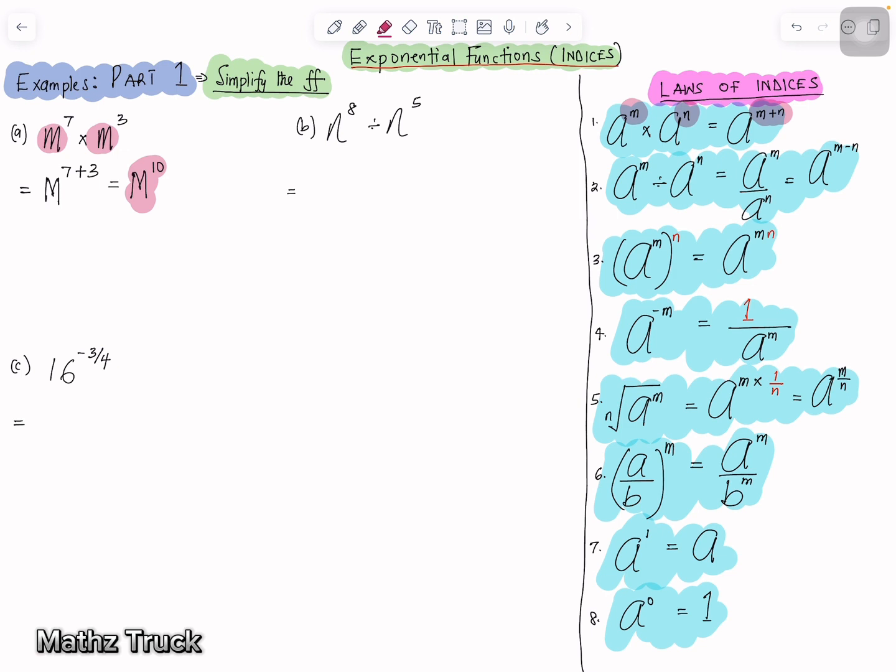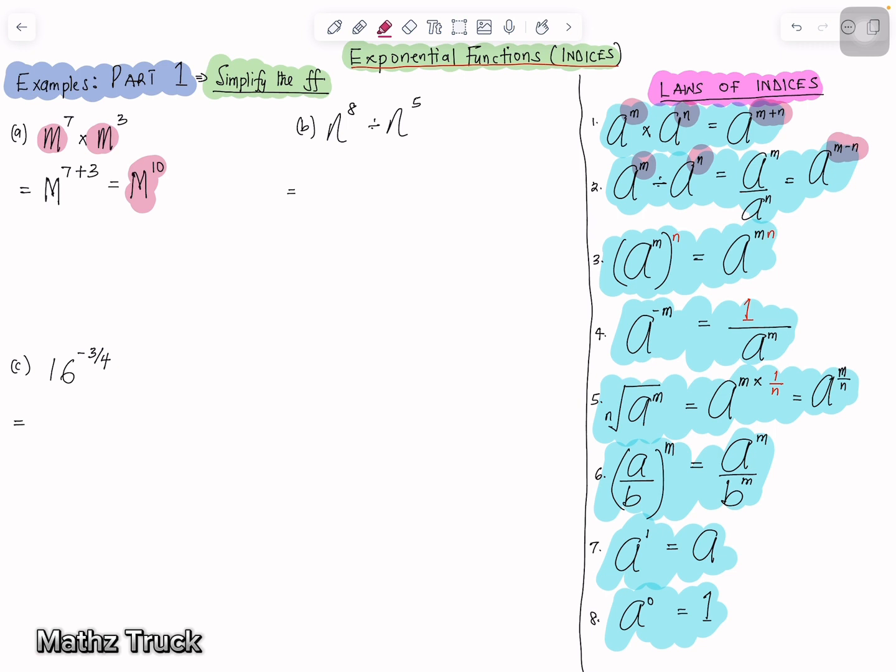Now let's move to question B. These are just the simplifications, so this is part 1. Now B, we have exponent 8 and 5 with the same base n. If you look at the second law of indices, when we have the same base a exponent m divided by base a exponent n, we will have base a exponent m minus n.